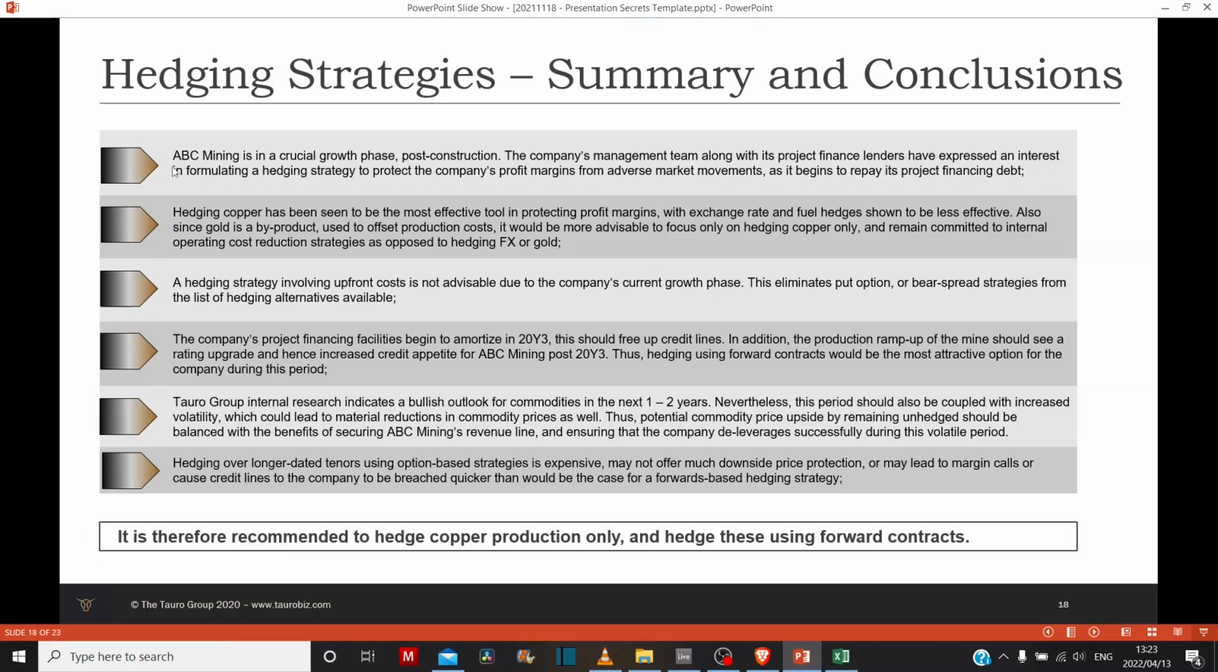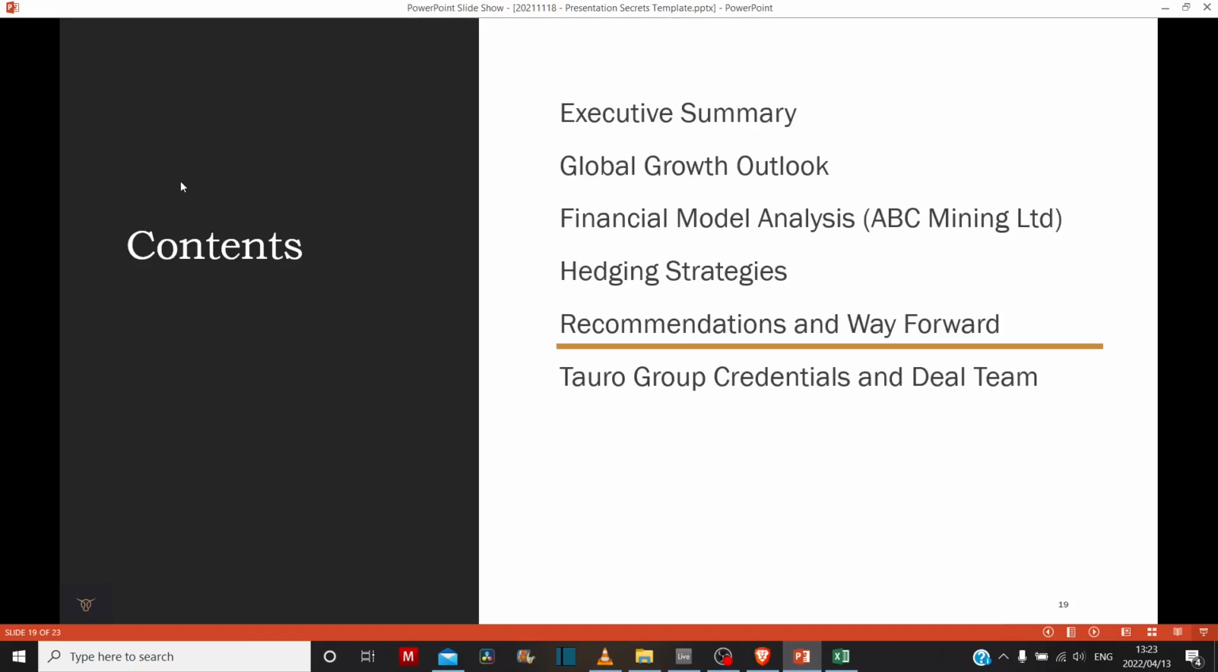We have started with our executive summary, and our executive summary has, just going back here, talked about where we were previously, all our previous interactions with the client, where we are today, and how this presentation intends to take us forward. The global growth outlook and financial model analysis was just to demonstrate our analysis capabilities to add value to the client, and also demonstrate to the client that we understand their business and we understand the problem that they face before we propose solutions to their problem.